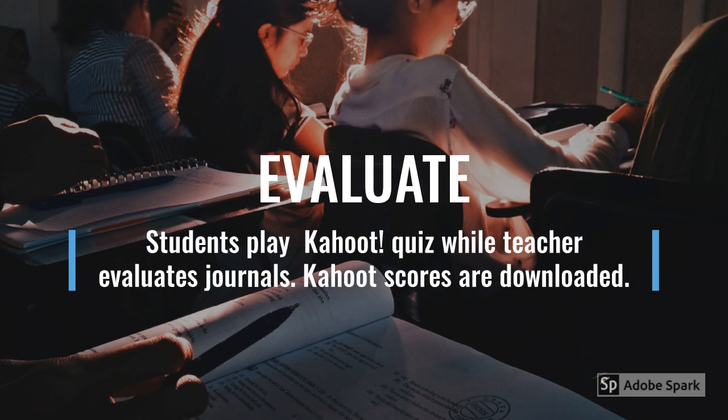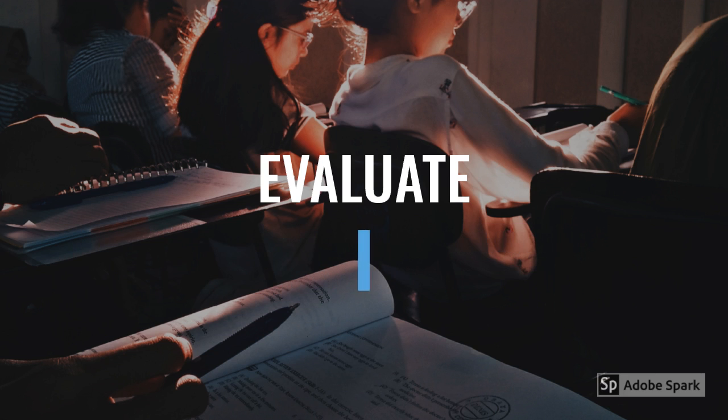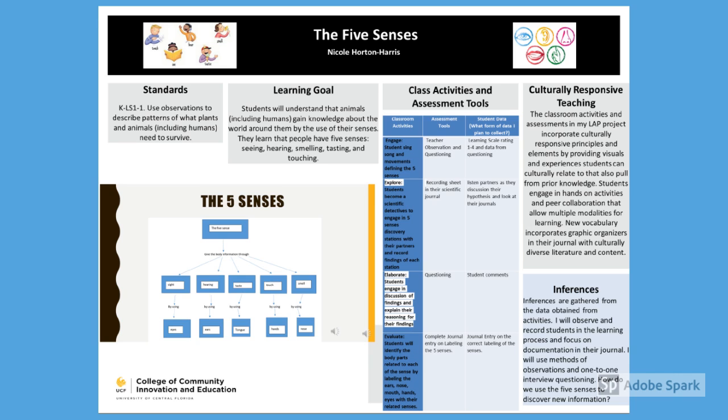The students will identify the body parts related to each of the senses by labeling the ear, nose, mouth, hand, and eyes with their related senses. The journal entry on labeling the five senses is their evaluation, as well as playing the Kahoot quiz while the teacher evaluates the journals. The Kahoot scores are downloaded and kept by the teacher. Inferences are gathered from the data obtained from activities.